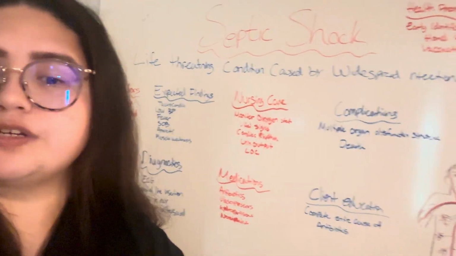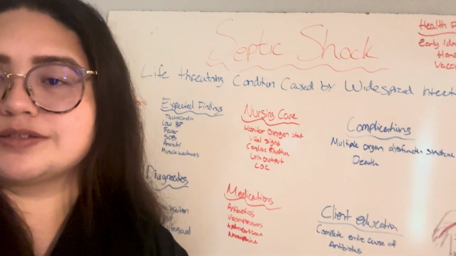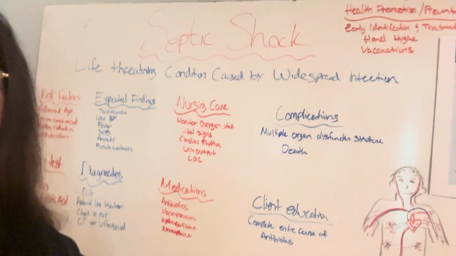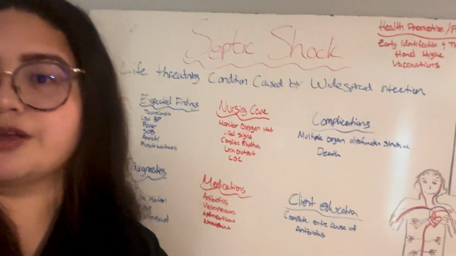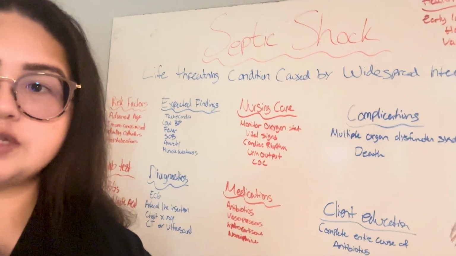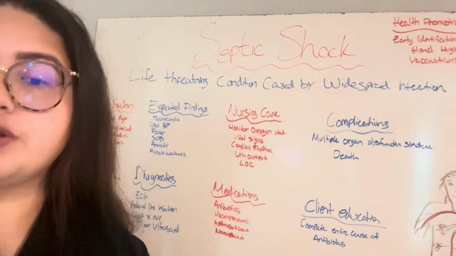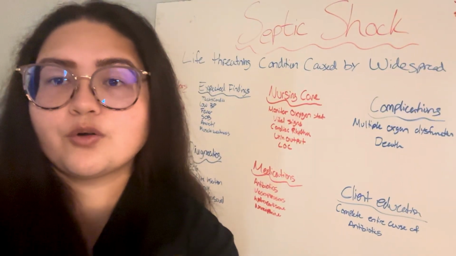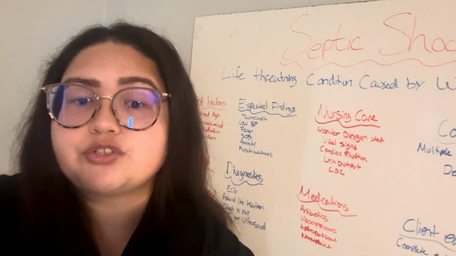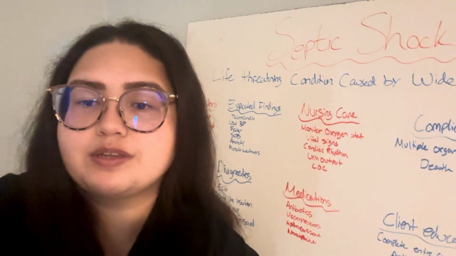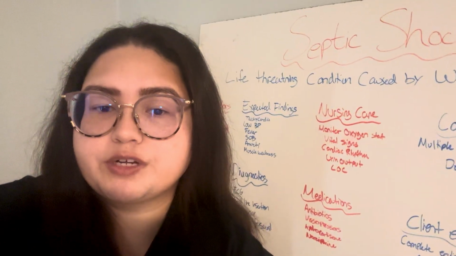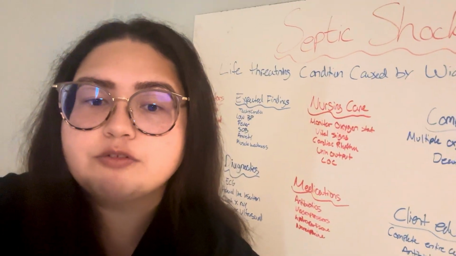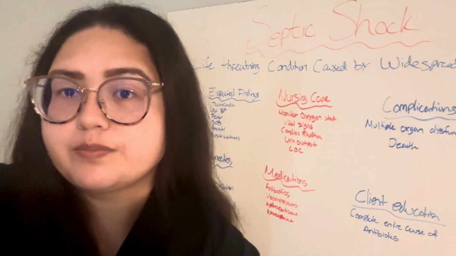Client education includes completing the entire antibiotics, even if symptoms subside. You're most likely going to have the respiratory therapist coming to help you out. Some complications include multiple organ dysfunction syndrome and death. Overall goals as a nurse is to look for evidence of adequate tissue perfusion, restored blood pressure, and recovery of organ function. You're going to provide emotional support to the patient and family.